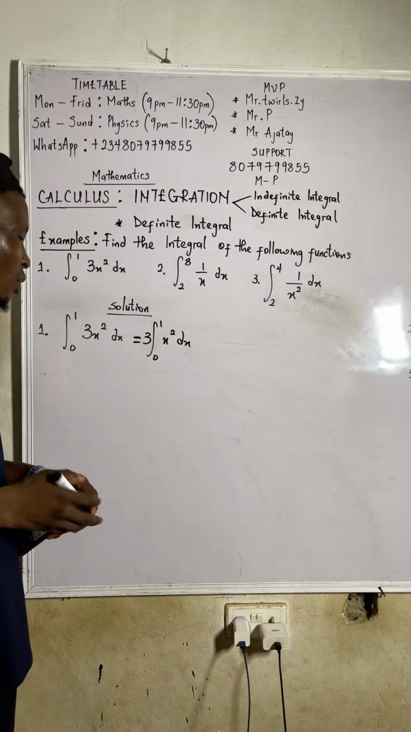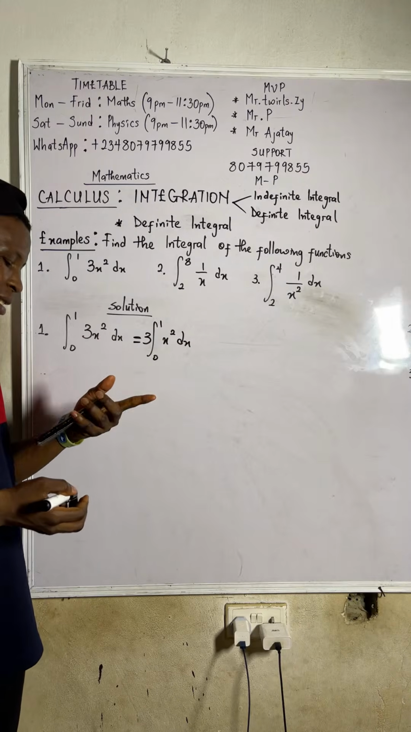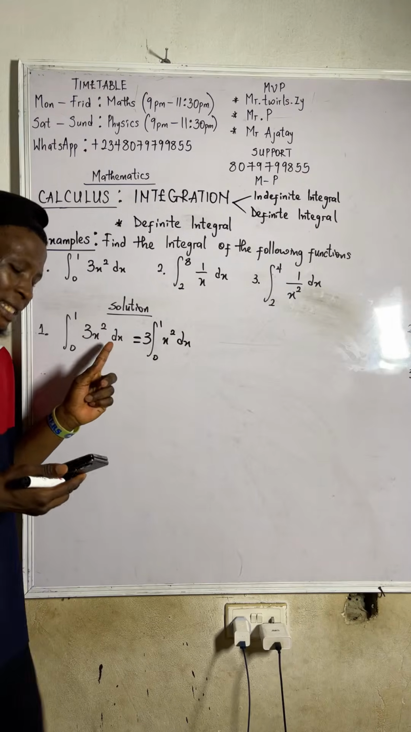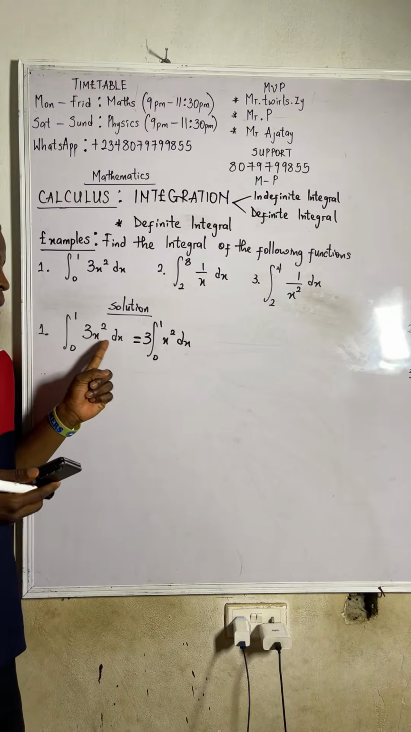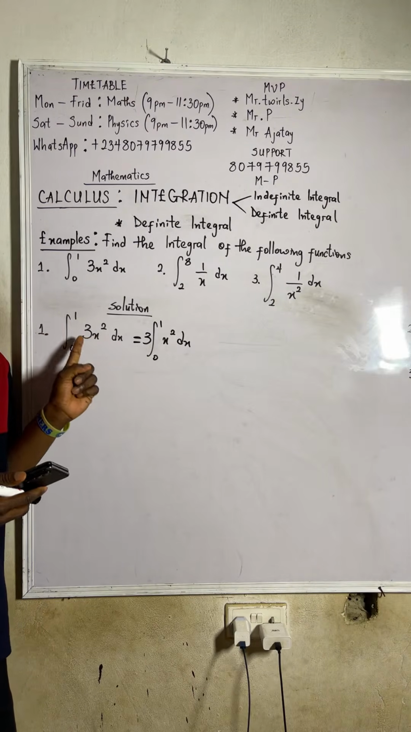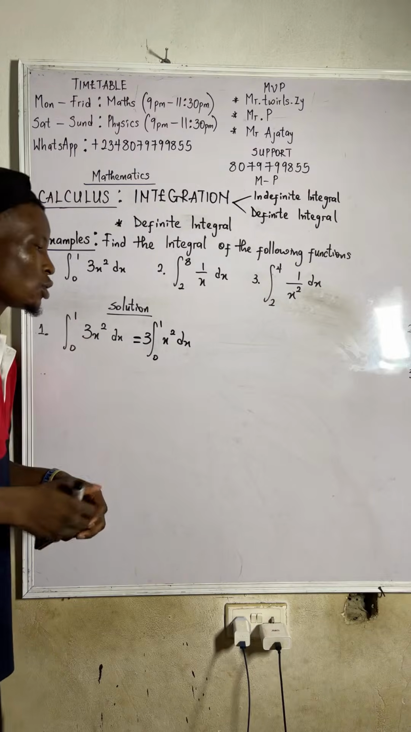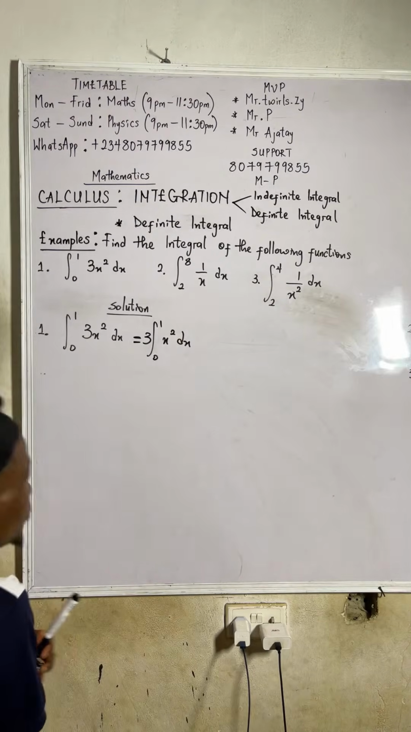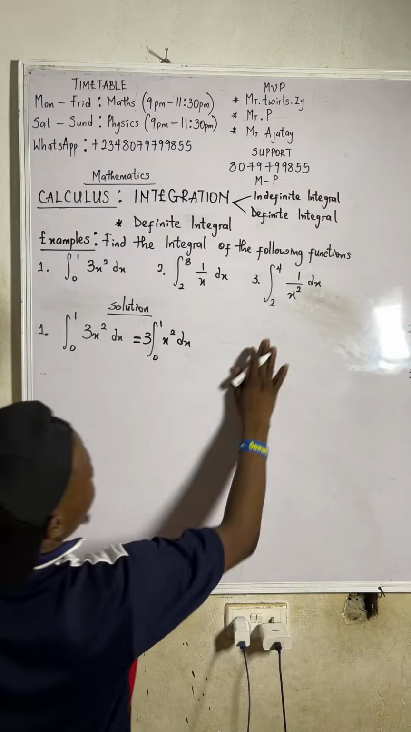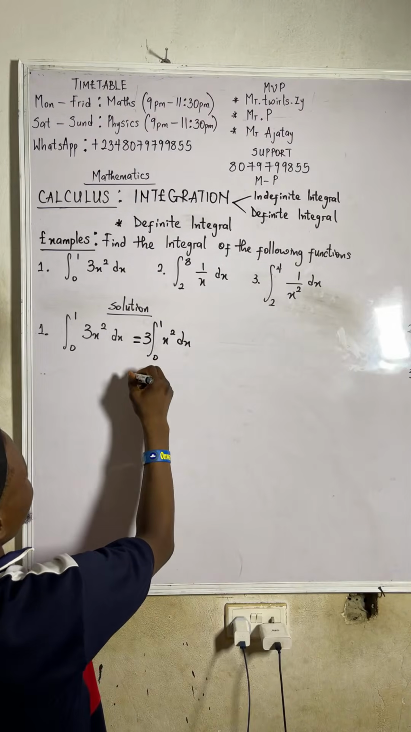Look at this. The dx means I'm integrating with respect to x. It means anything apart from x is a constant. So what will come outside here? 3 will come outside. Then I'm left with x squared dx. Okay, alright. So now, integrate x squared. When you integrate x squared, what do you have?